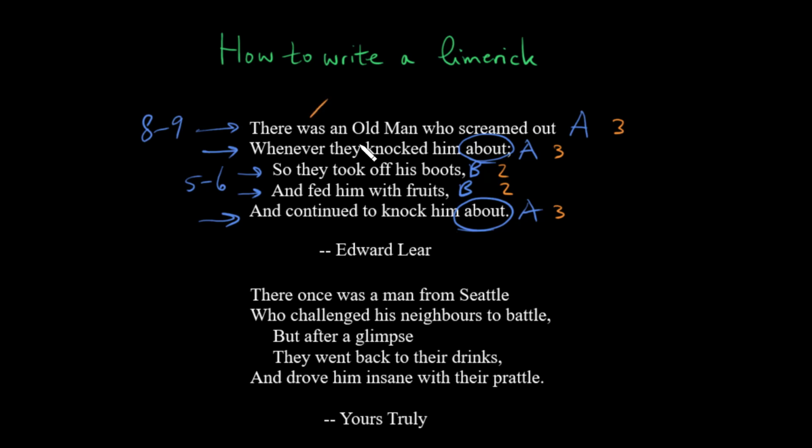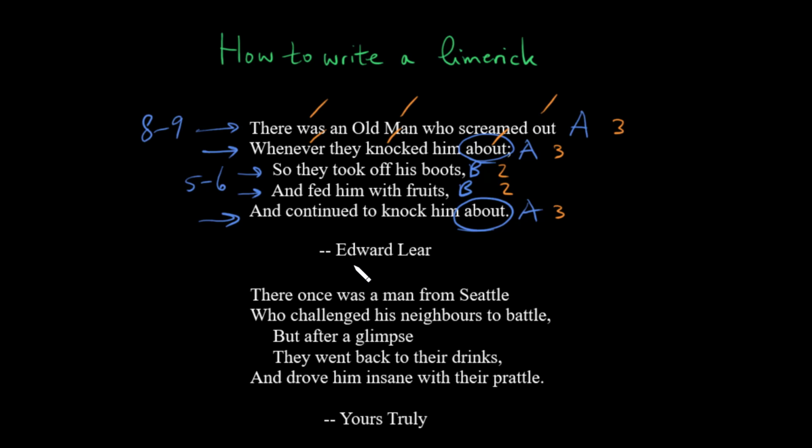And you can hear it here. There was an old man who screamed out. That's one way anyways to scan this line. Then whenever they knocked him about, right? Whenever they knocked him about. You can see there's 3 there. But not every line is going to be the same.